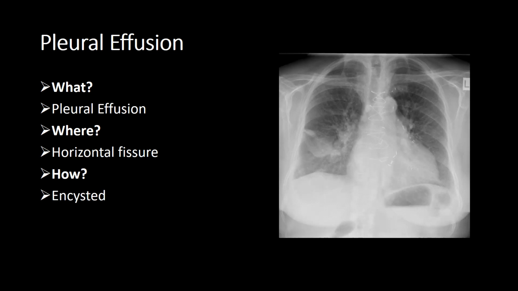We've got a lot going on in this X-ray. We've got an enlarged heart. They've had previous heart surgery. But what I want you to focus on is this encysted pleural effusion within the right horizontal fissure. What is it? It's a pleural effusion, where, horizontal fissure, how, encysted.